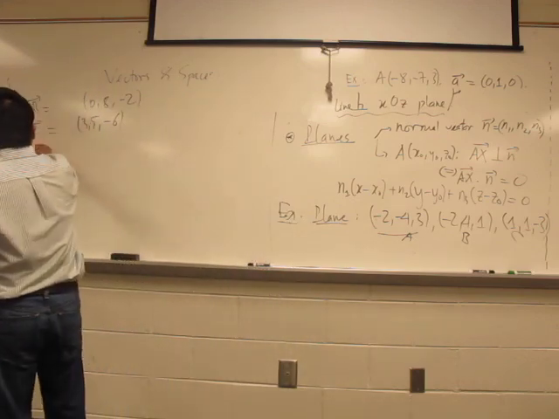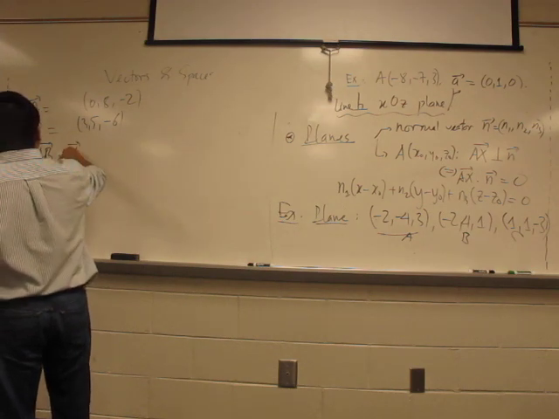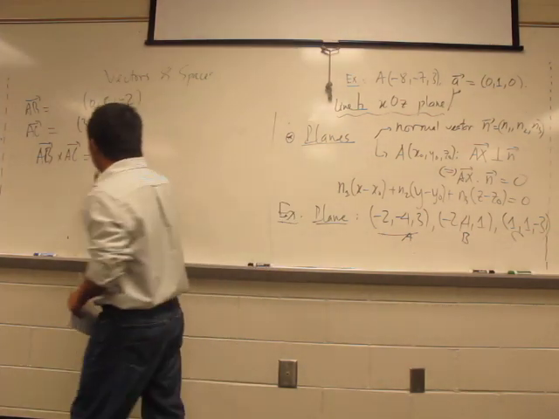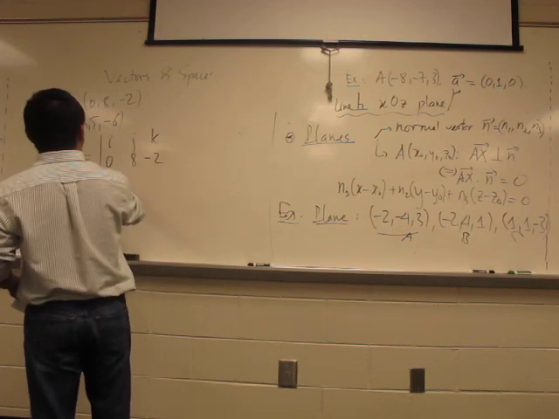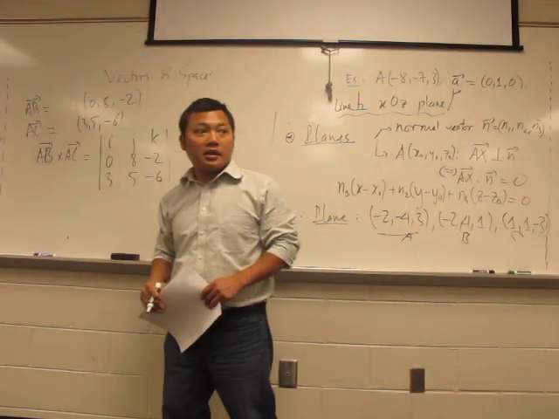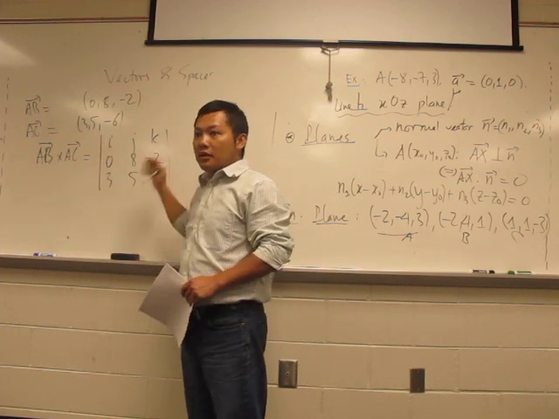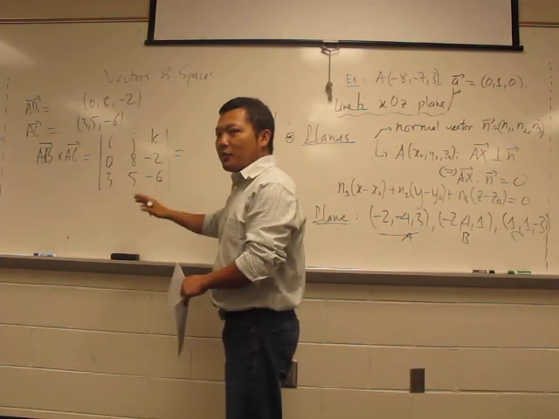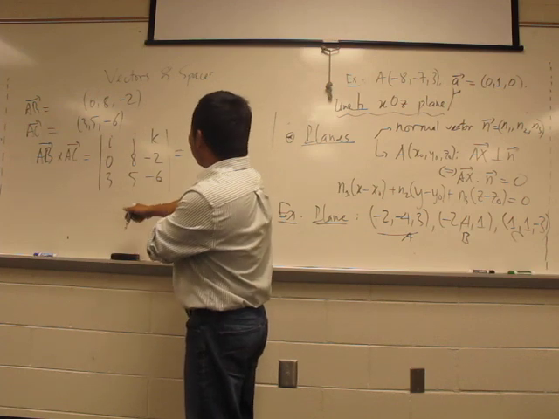The cross product of AB and AC is the determinant with i, j, k, then 0, a, -2, and then 3, 5, -6. I hope you still remember this determinant, right? So we expand along the first row, and then we get this. Let me finish that and I'll tell you a shorter way to solve this.